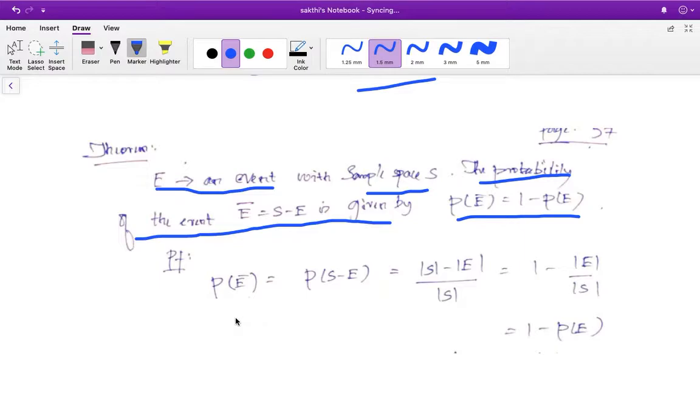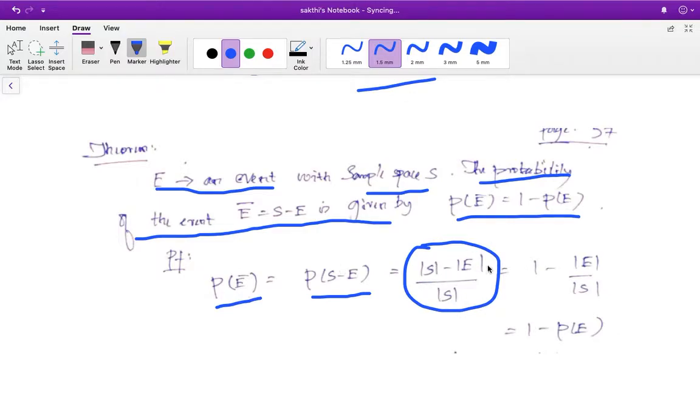The proof of this statement is, we need to find what is P of E bar. P of E bar is nothing but P of S minus E. So E bar is S minus E. And now P of S minus E, according to the Laplacian definition of probability, is the cardinality of S minus the cardinality of E divided by the cardinality of S. So that is the definition of the probability of the event S minus E.